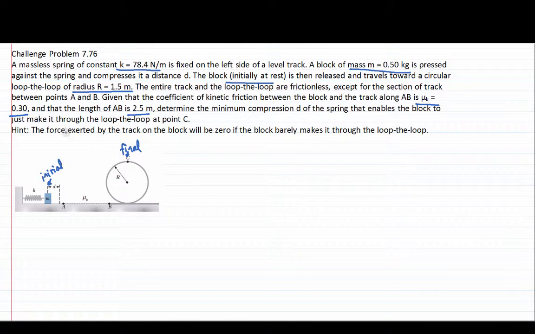Here's our hint. The force exerted by the track on the block will be 0 if the block barely makes it through the loop. In other words, it's saying normal force equals 0. We are looking for the minimum compression D. That's our goal. So D minimum will be meter. Let's write down all the necessary information.